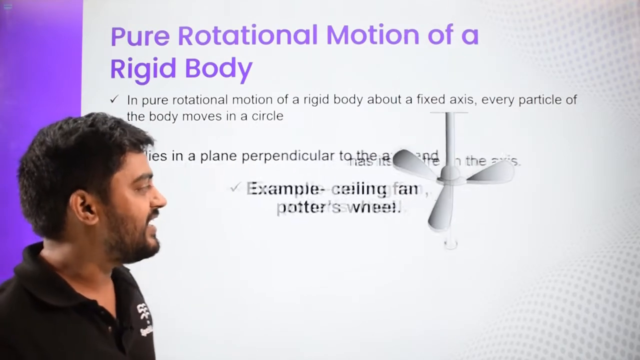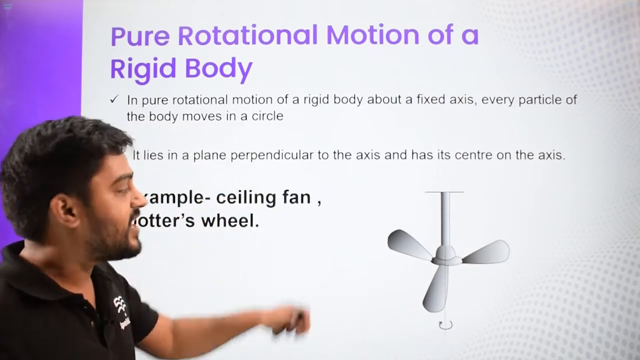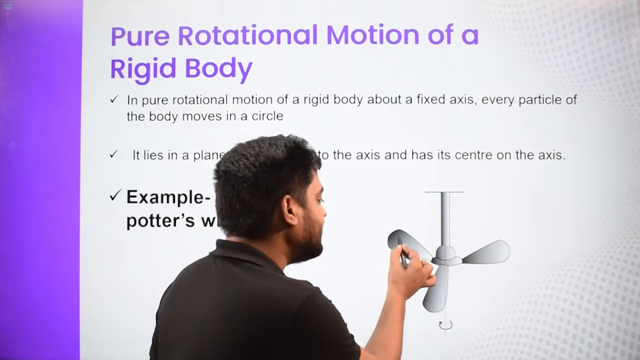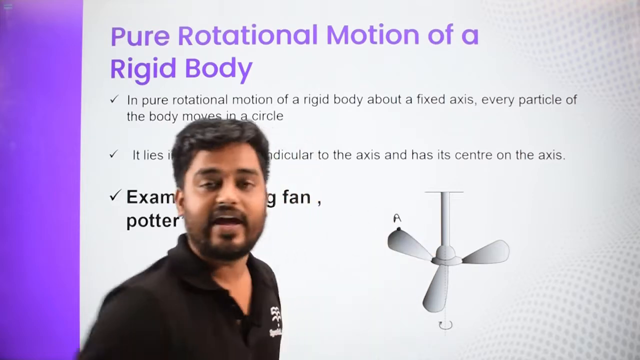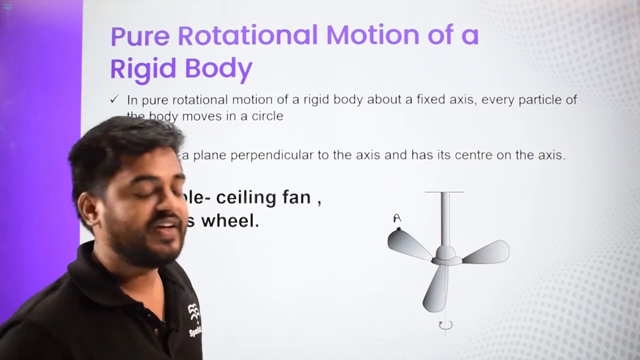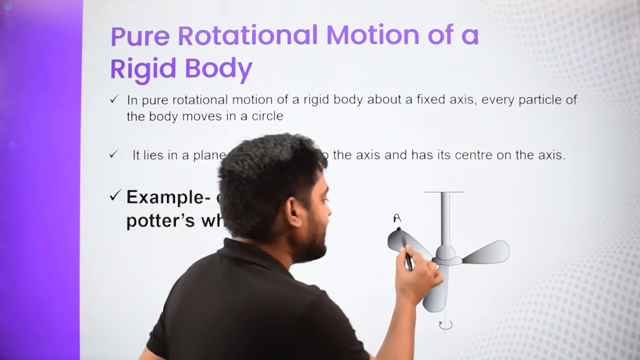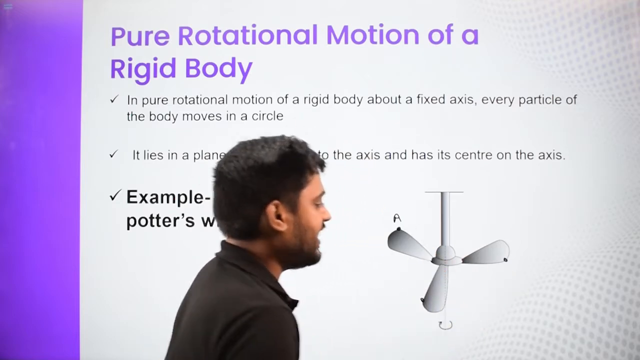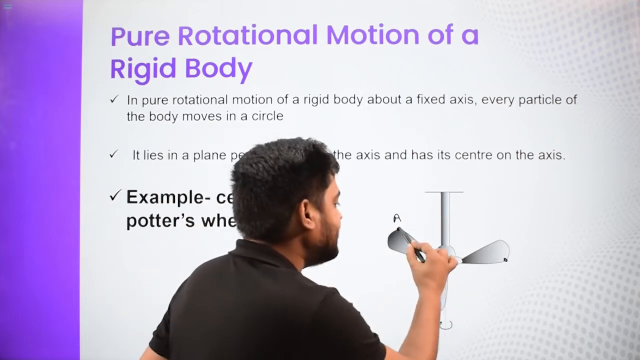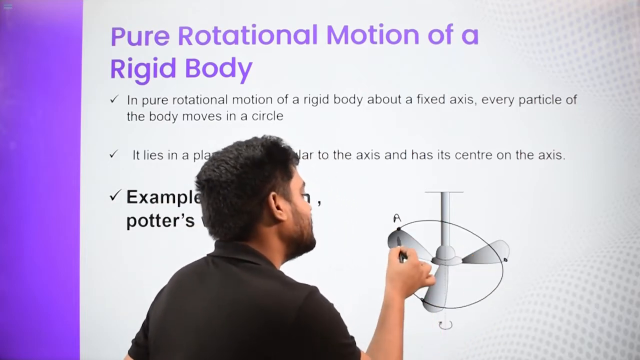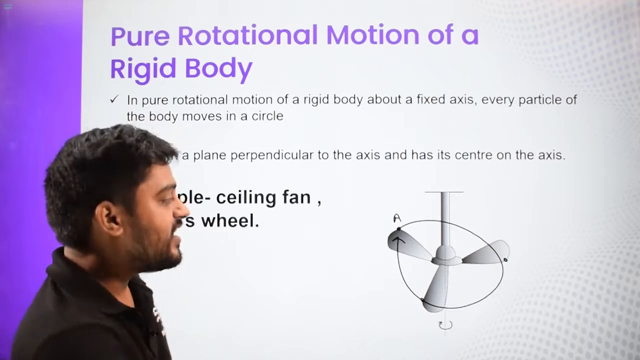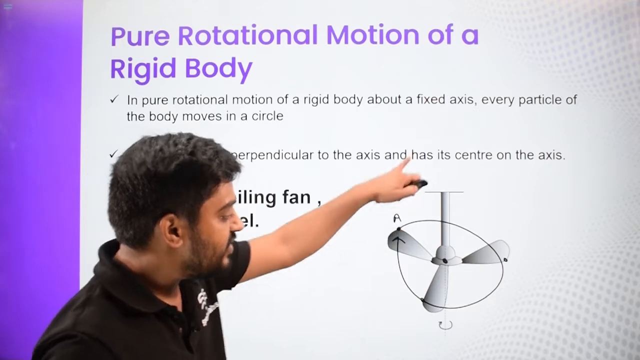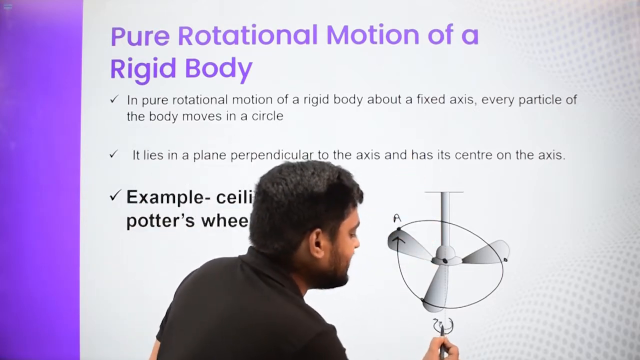Let us take an example and understand this. If we take the example of a ceiling fan, the ceiling fan is rotating, right? As the ceiling fan rotates, take any point on it. What is the motion of that particle? This particle A lying on the ceiling fan goes over here and comes back. As it moves, it is performing a circular motion all the way. The center of that circular motion is lying on the axis, the axis about which the ceiling fan is rotating.